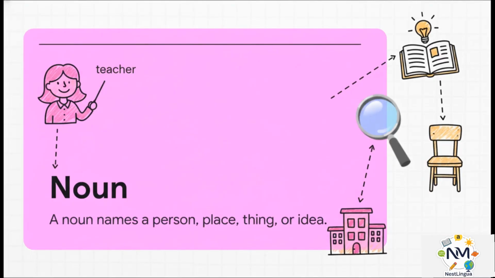First up, we have nouns. Their job is super simple. They just name stuff: a person, a place, a thing, or even an idea. So in a sentence like, the teacher explained the lesson, the word teacher is the person and lesson is the thing. Easy, right? Nouns are what give our sentences a subject to talk about.